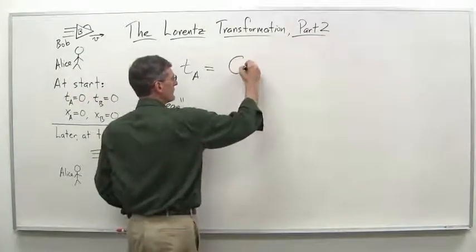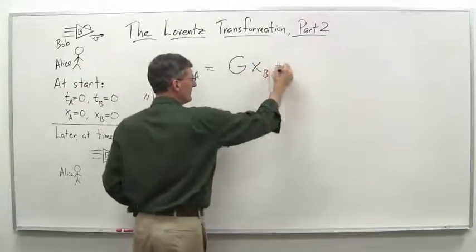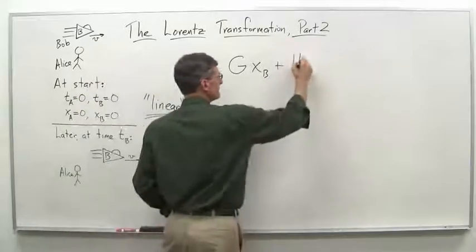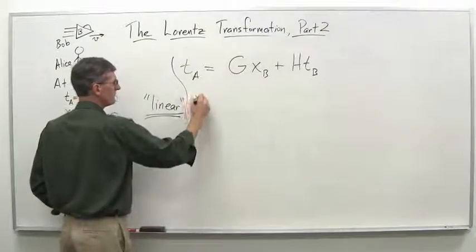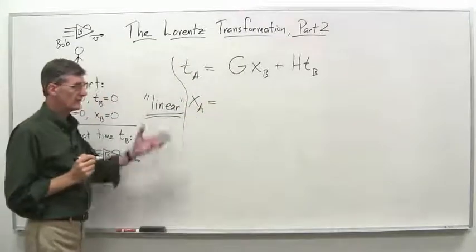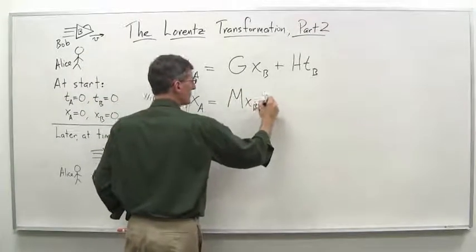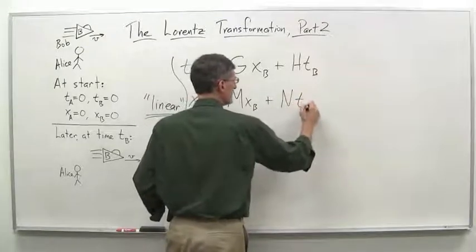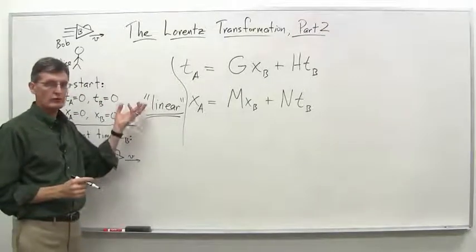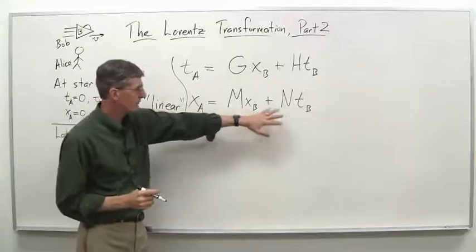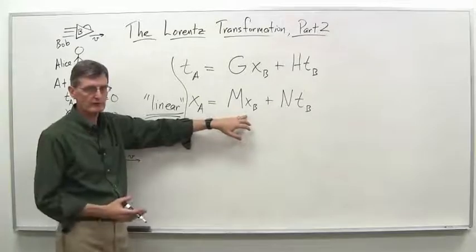TA is going to have the form, some capital G, we'll talk about what that is in a second, times XB plus H times TB. And XA, the formula for XA, again given XB and TB, is going to have the form M times XB plus N times TB. And as I mentioned, this is a so-called linear form because the XB's and TB's in the equations here are just XB and TB. You don't have any XB squareds, TB squareds, square roots, or anything like that.